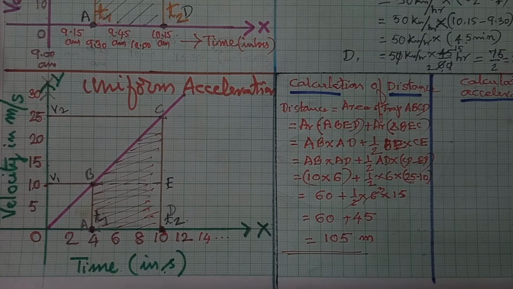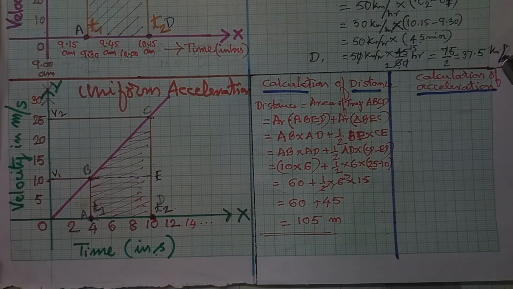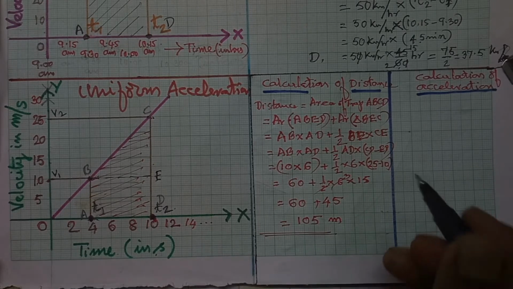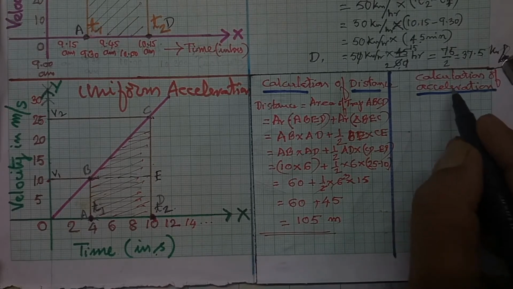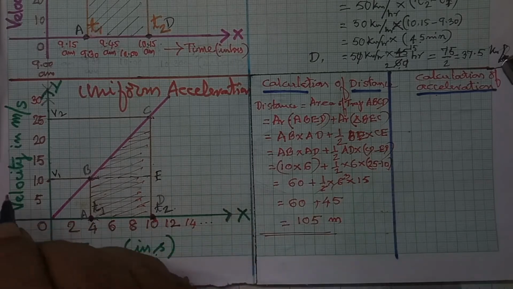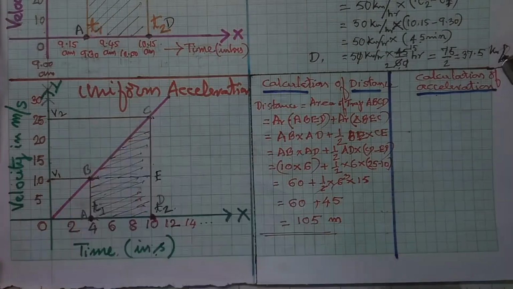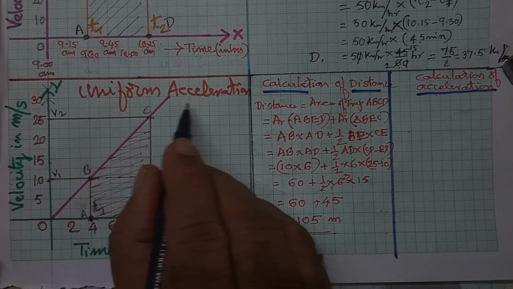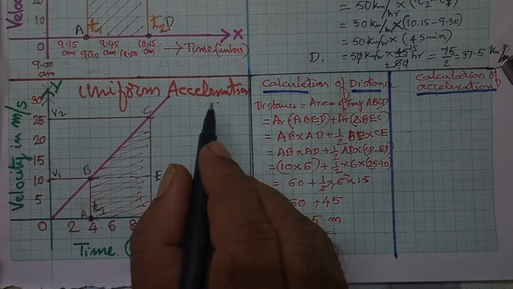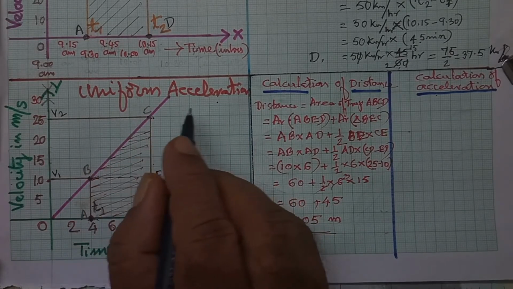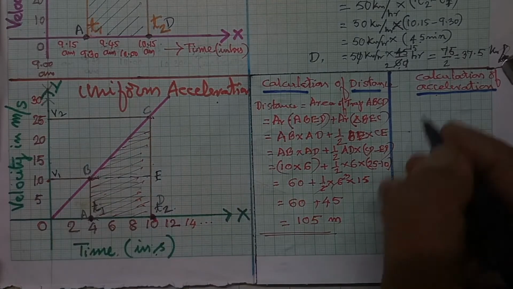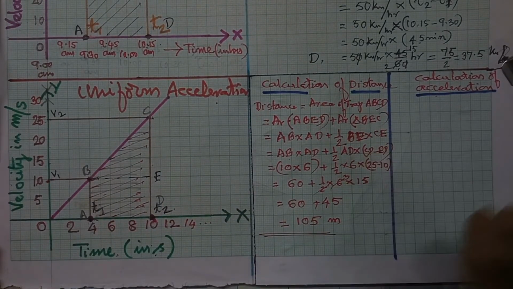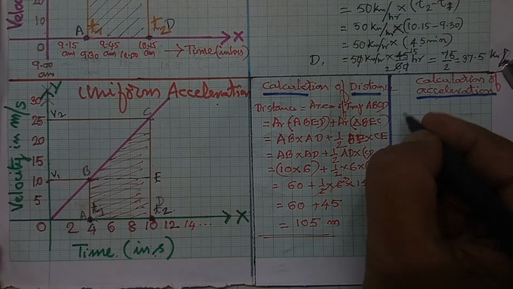Okay. Now, we will see the next one. Now, I explain how to calculate the acceleration from the same velocity time graph. You know very well, this graph is drawn for uniform acceleration. Already we have discussed that. So, we can calculate the acceleration from this graph. To calculate the acceleration, what we do is find out the slope.